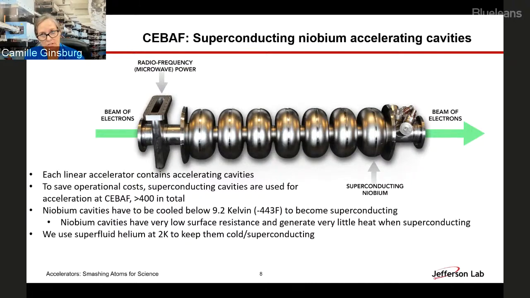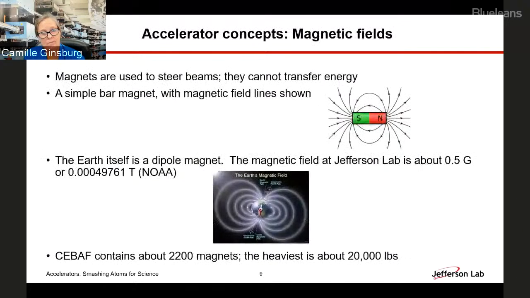So that's acceleration. Another concept is magnetic fields. Remember that magnets are used to steer beams, but they cannot transfer energy. So this is an example of a simple bar magnet. It has a north pole and a south pole, and the magnetic field lines are shown in black here, with the direction going from north to south.